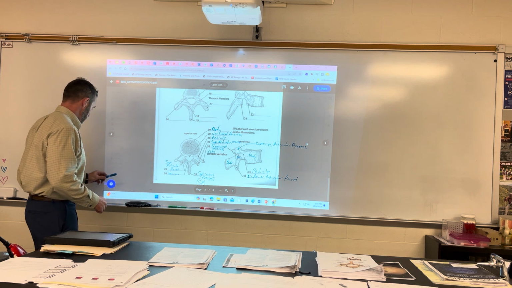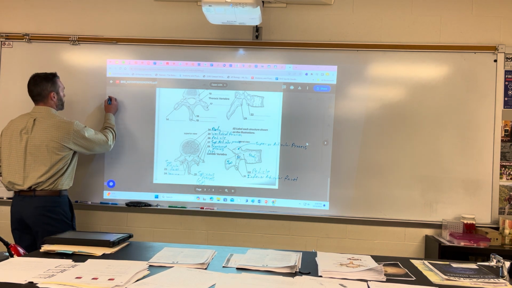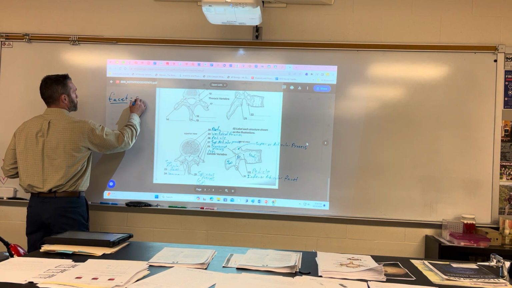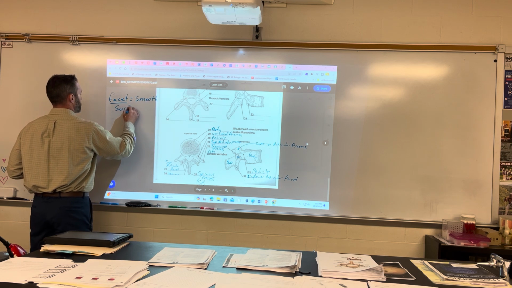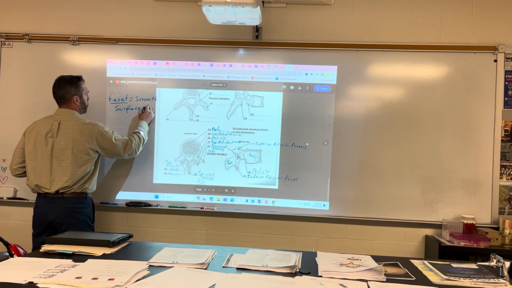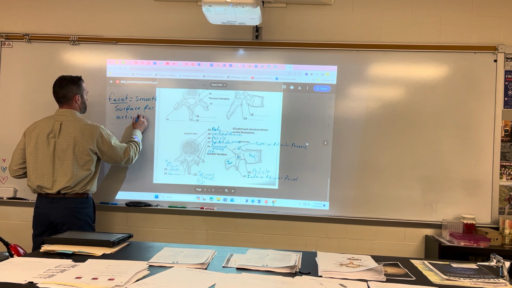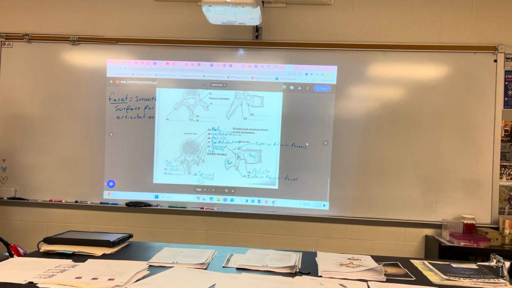So I'll make note real quick that with our facet, I'll write it over here to the side. This is a smooth surface for articulation. Okay? And that's what that facet is.